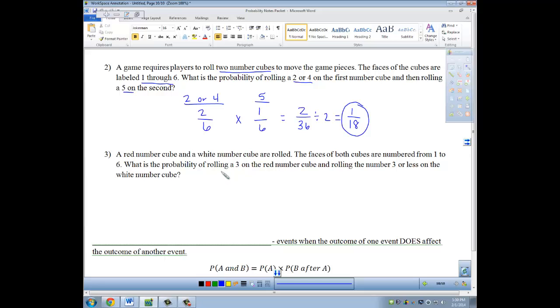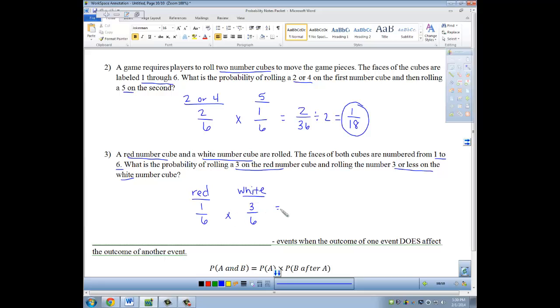Number 3, a red number cube and a white number cube are rolled, so 2 separate cubes. The faces of both cubes are numbered from 1 through 6 again. What is the probability of rolling a 3 on the red and rolling a 3 or less on the white? So this is a lot like number 2, and so they are independent for the same reason. For the red cube, we want to get a 3, so that's 1 out of 6. For the white, we want to get 3 or less, so we want a 3, 2, or 1. That's 3 options out of 6.